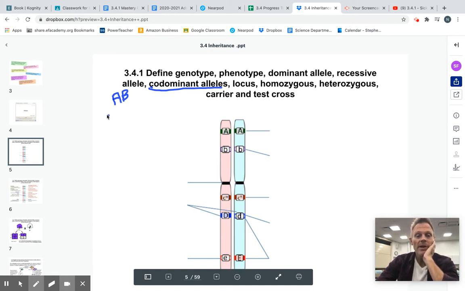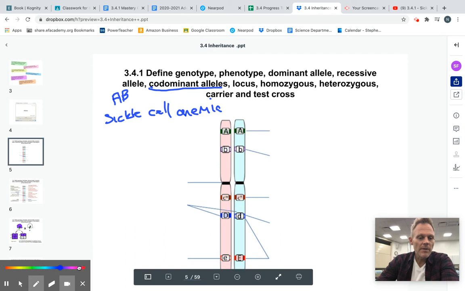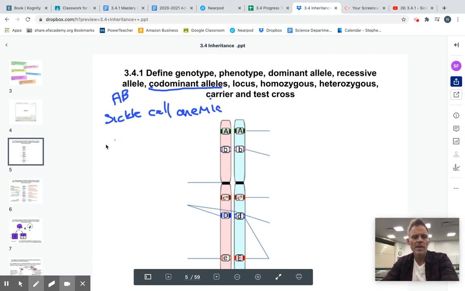We're going to talk about another example of codominance when we look at something called sickle cell anemia. So let's talk real quick about sickle cell anemia first. Sickle cell anemia is a mutation in the hemoglobin on your red blood cells. And we'll talk a little bit about what happens. So there's basically three types of red blood cell situations you can have when you're talking about sickle cell anemia.